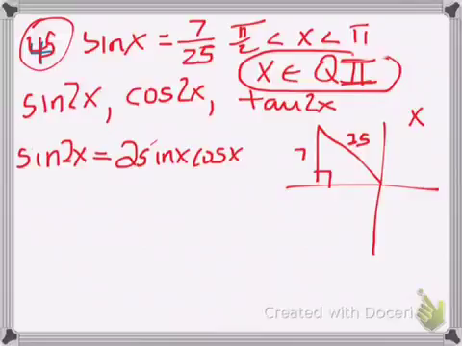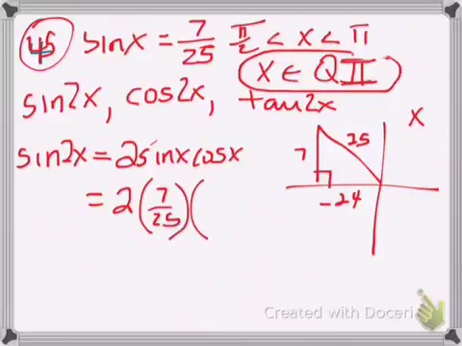And that means that the adjacent side is what? I got -24. Sounds feasible. Somebody else confirm that? I do think that's a Pythagorean triple. 7, 24, 25 is a Pythagorean triple. So we've got sine of x is 7 over 25. Cosine of x is -24 over 25.